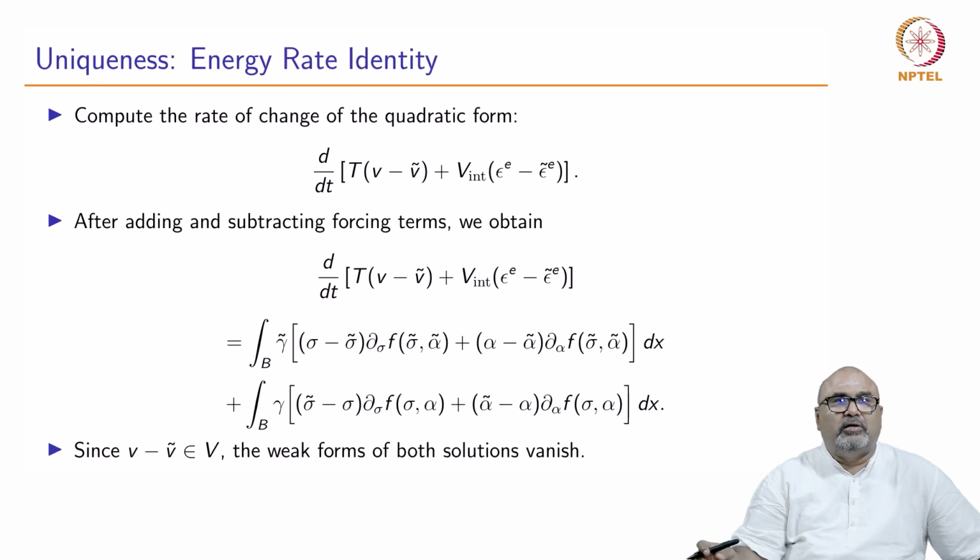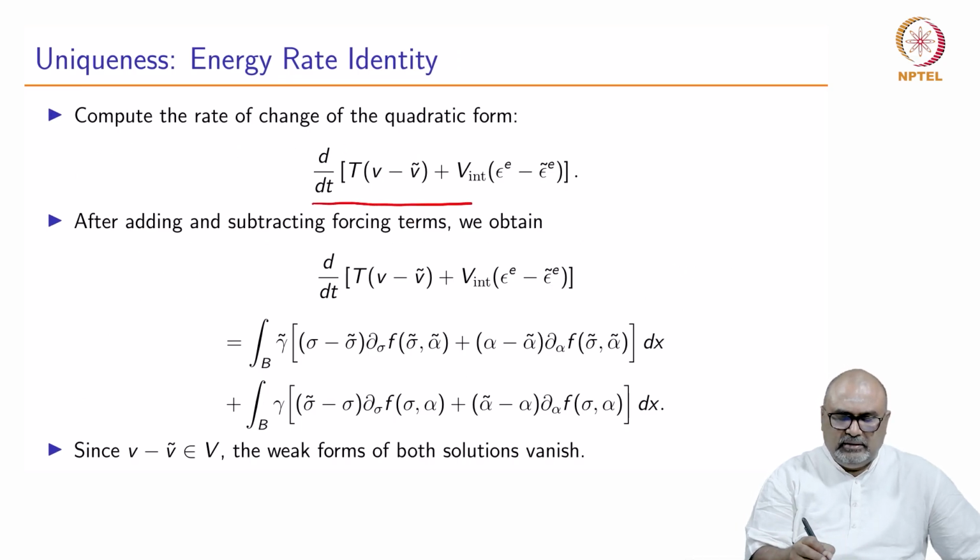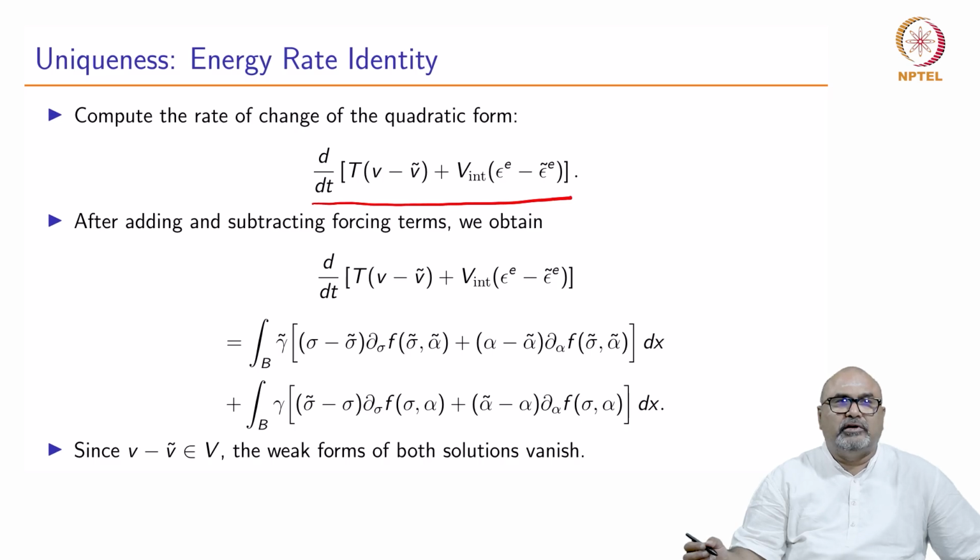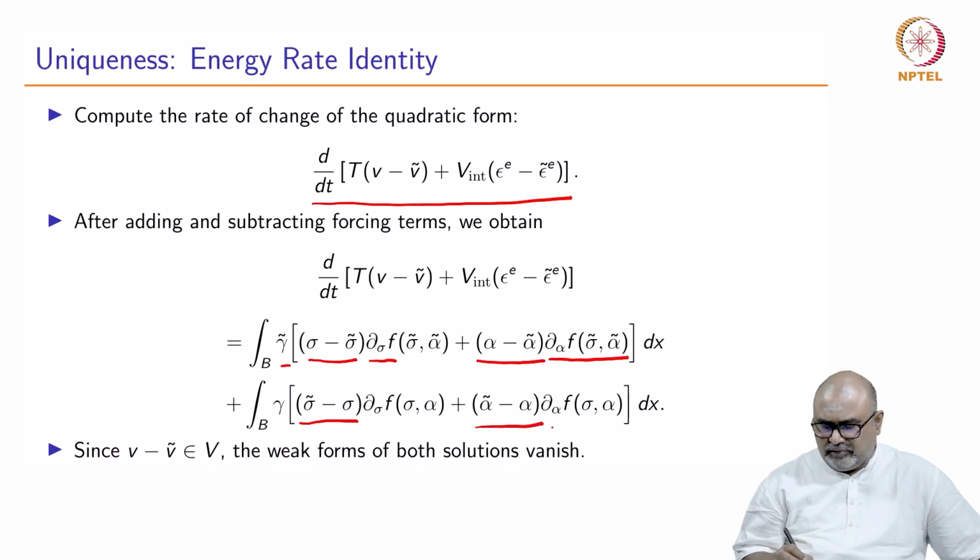Now, the rate of change of the quadratic form we can compute as d by dt of T of v minus v tilde plus V internal of epsilon E minus epsilon tilde E. Now, by adding and subtracting the forcing terms, we can write this expression in terms of the yield function and the change in yield function with respect to sigma and alpha as gamma tilde times sigma minus sigma tilde dou f by dou sigma of sigma tilde comma alpha tilde plus alpha minus alpha tilde of dou f by dou alpha of sigma tilde comma alpha tilde plus gamma times sigma tilde minus sigma dou f by dou sigma of sigma comma alpha plus alpha tilde minus alpha dou f by dou alpha of sigma comma alpha. Essentially, we are adding and subtracting the terms.